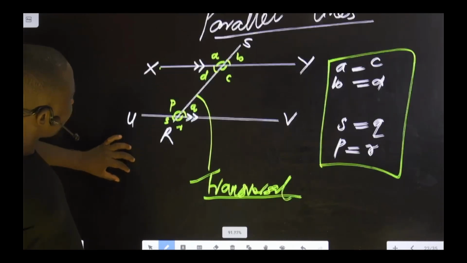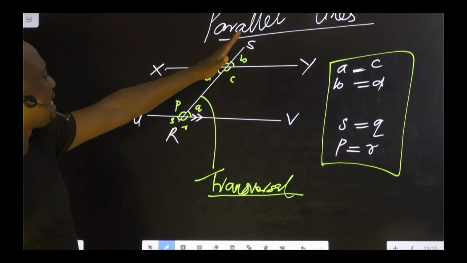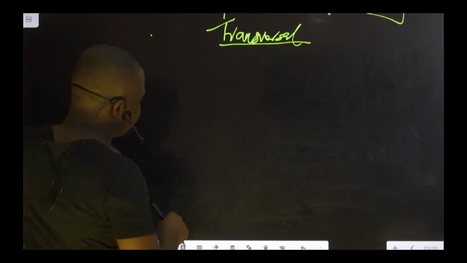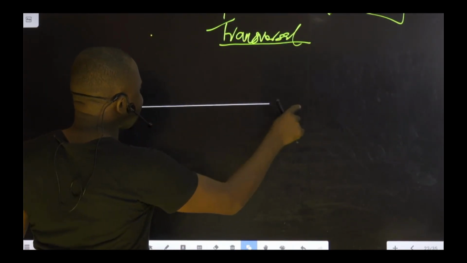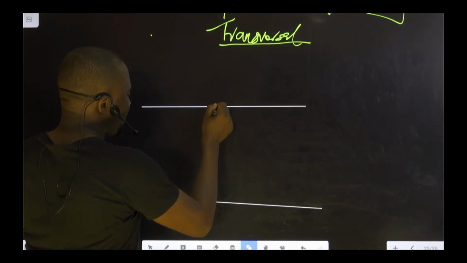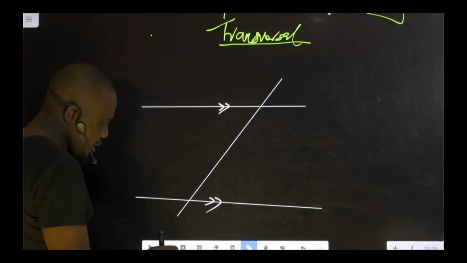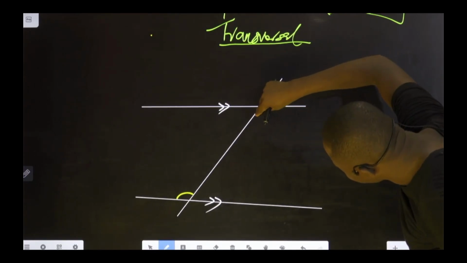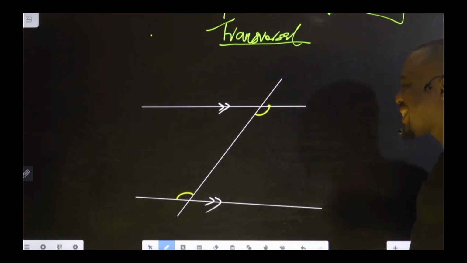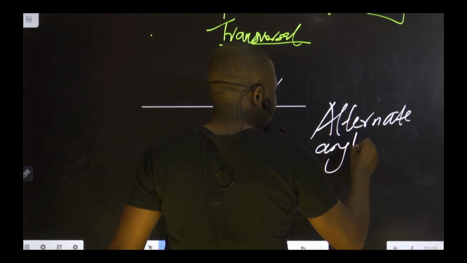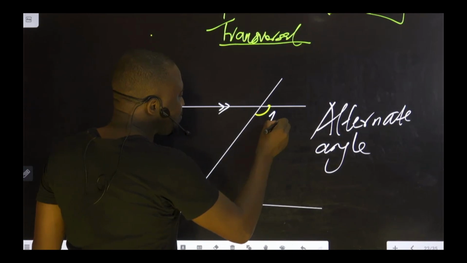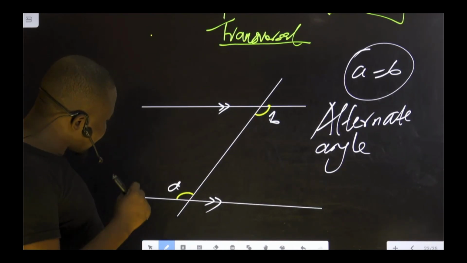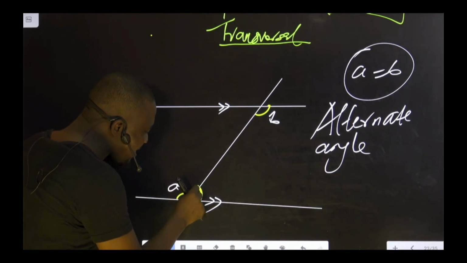One of the things I want you to know here, other than these parallel lines and a transversal, is about alternate angles. Let me redraw this. If I have this line, I have this line, say they are parallel. There's a line that passes through them. This angle here, if you come to this other side, we say what? They are what? Alternate angles. So if here is A and here is B, we say A is equal to B because alternate angles are equal.